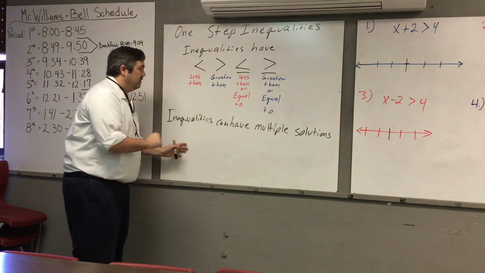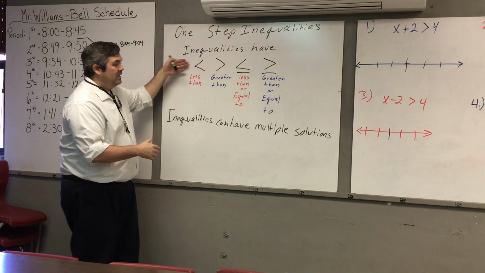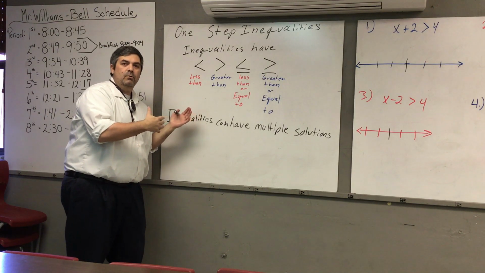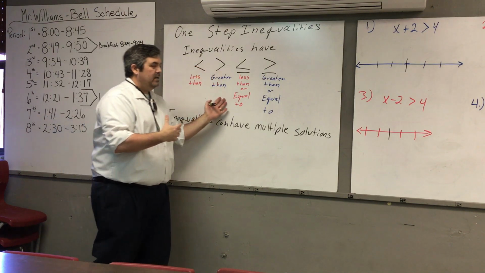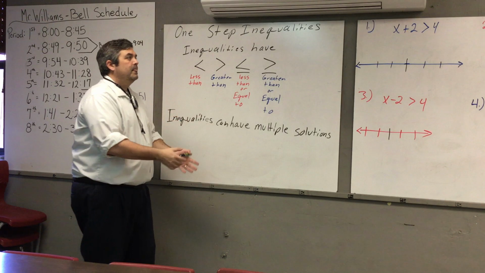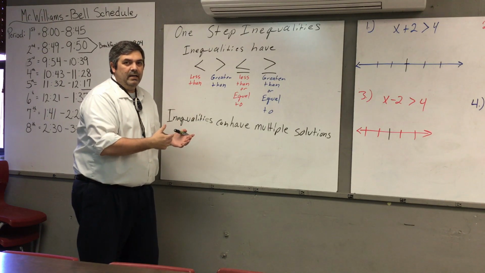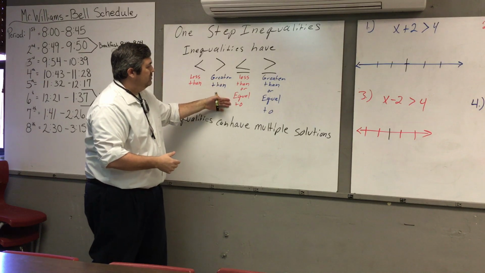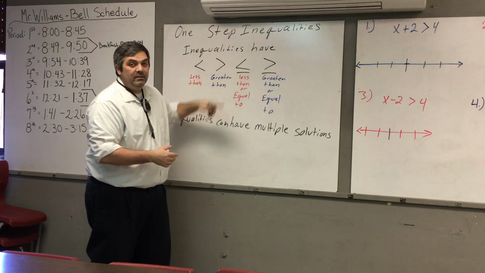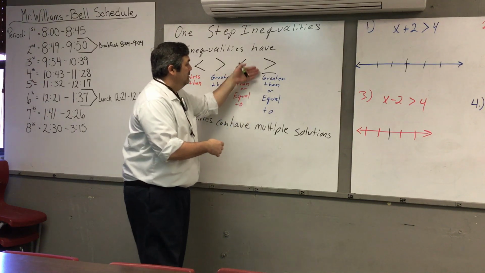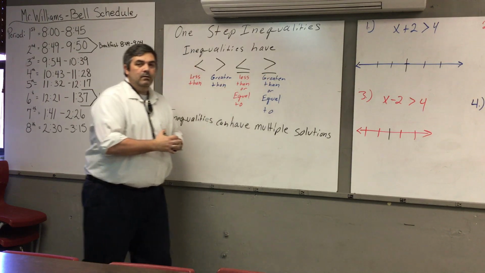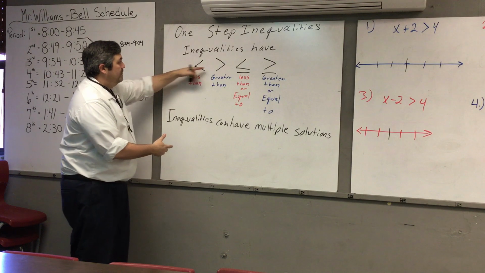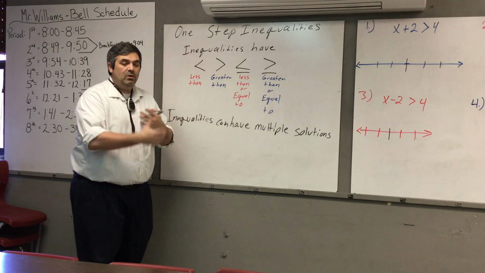Because when you have the less than, anything that is less than that number is an answer for your inequality. If you have the greater than, anything that's greater than that number is a solution to that problem. Okay? And the same thing for less than or equal to. Anything that has a little line underneath there, that's equal to. Okay? And greater than, same thing.